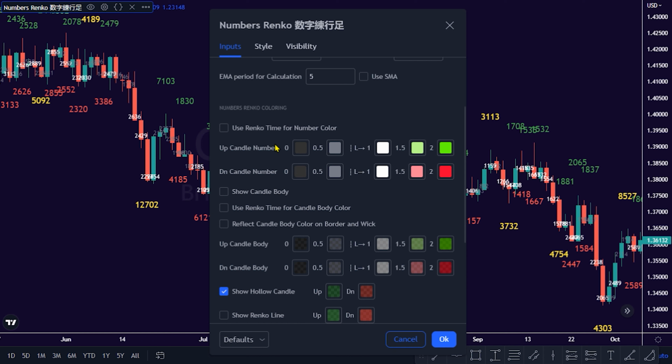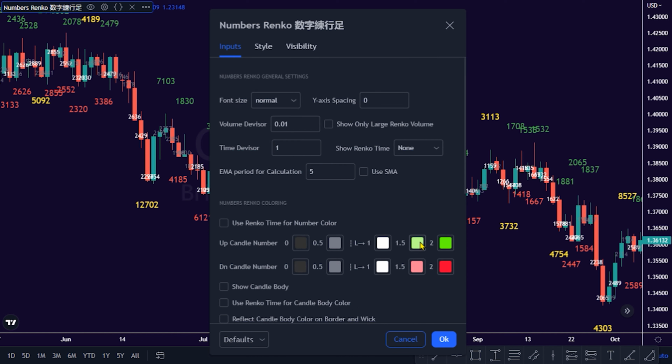the numbers in the box are color-coded by comparing the current Renko volume with the average Renko volume. If the current Renko volume is 2 times larger than the average Renko volume, then color 2 will be used. If the current Renko volume is 1.5 times larger than the average, then color 1.5 will be used. Color 1 if the current Renko volume is larger than the average Renko volume. Then color 0.5 is larger than half of the average Renko volume, and color 0 is less than or equal to half the average Renko volume.